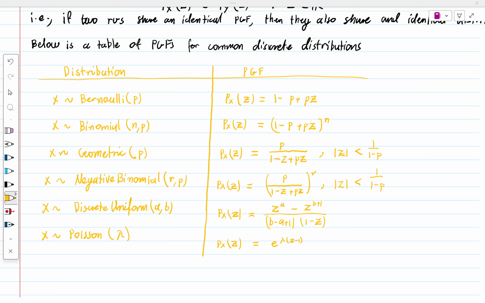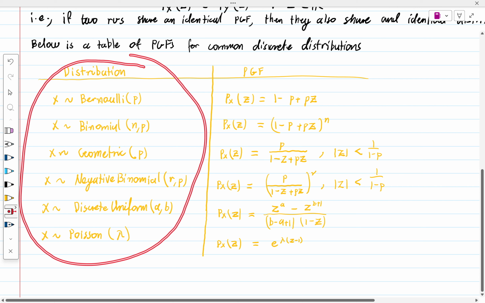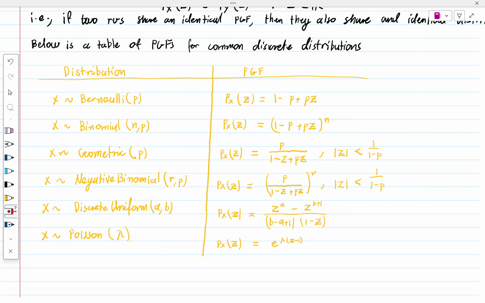On the left-hand side of this table, we have our common discrete distributions, namely the Bernoulli, the binomial, the geometric, the negative binomial, the discrete uniform, and the Poisson. And on the right-hand side, we have their respective PGFs. Now, in separate videos, I go on and describe how these particular PGFs are derived, but for now, take these at face value. However, if you are curious about their derivation, I encourage you to look at those separate videos on the channel.